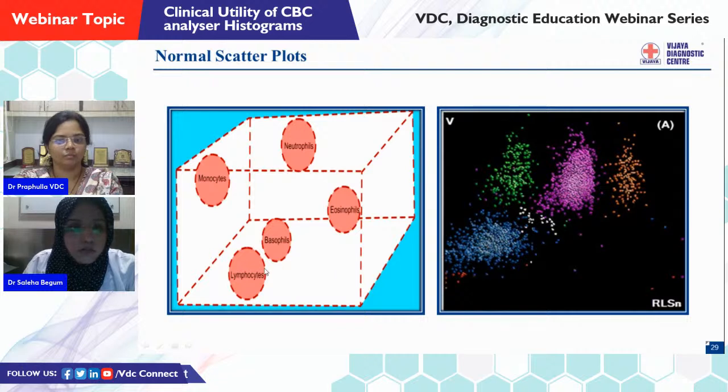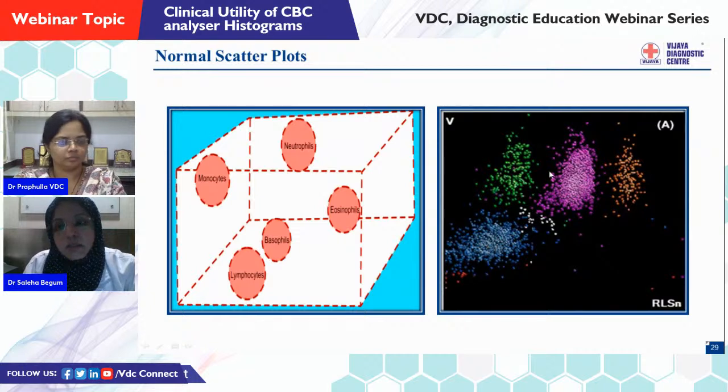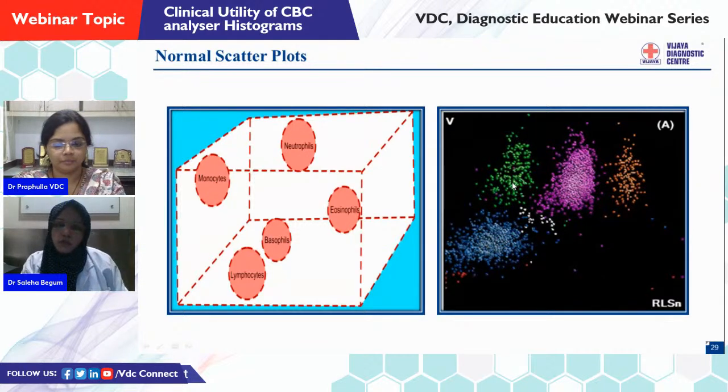Just above the lymphocyte is a basophil. Here you can see the white dots correspond to basophil. And the extreme right side of the scatter is the eosinophil. The orange population here you can see as eosinophils, and neutrophils occupy a middle and upper position, like how you are seeing the purple color population here, and monocytes occupy the extreme left of the scatter but above the lymphocyte population. So here you can see the green color population is represented as monocytes in the scattergram.